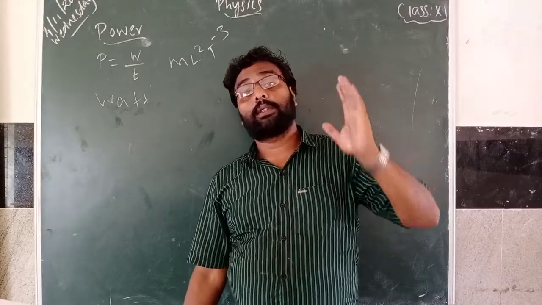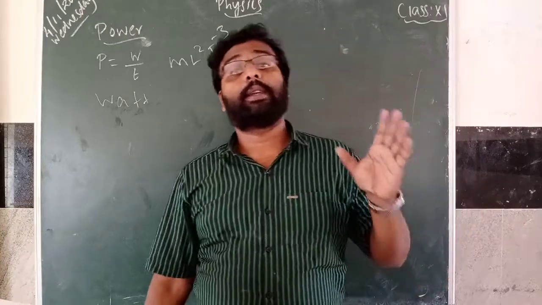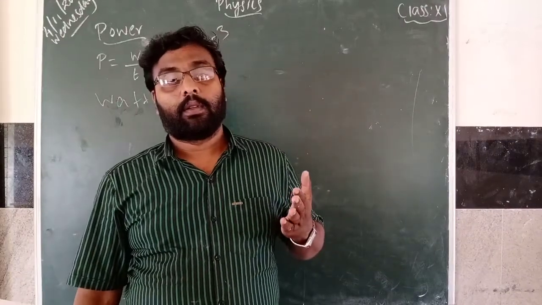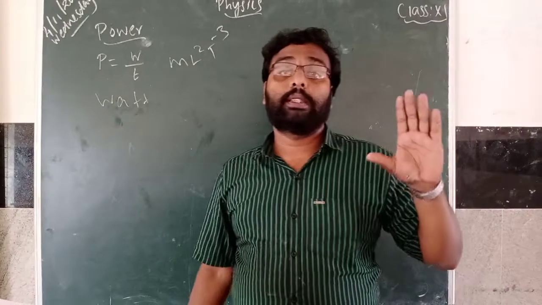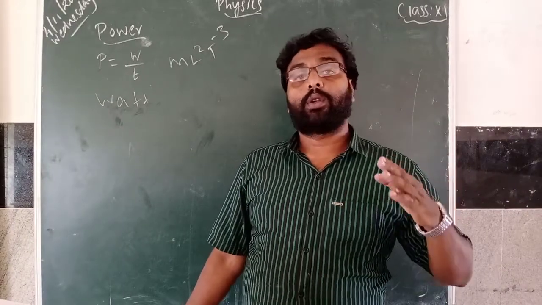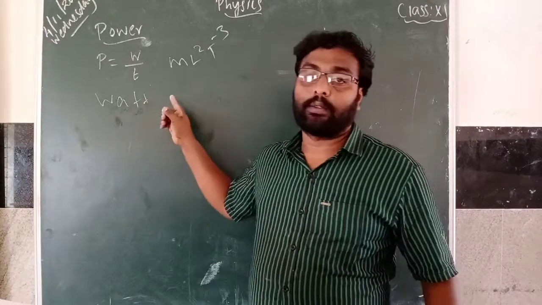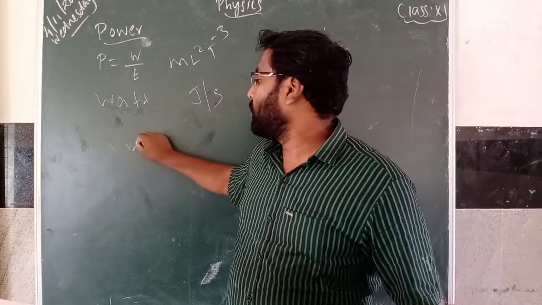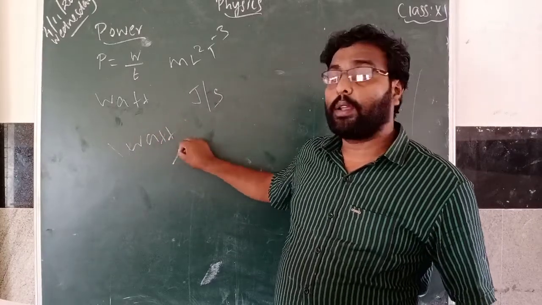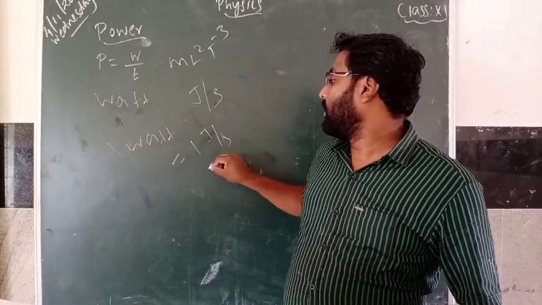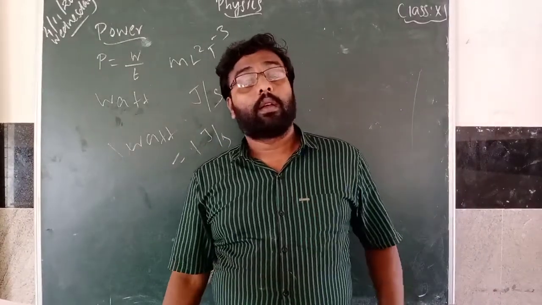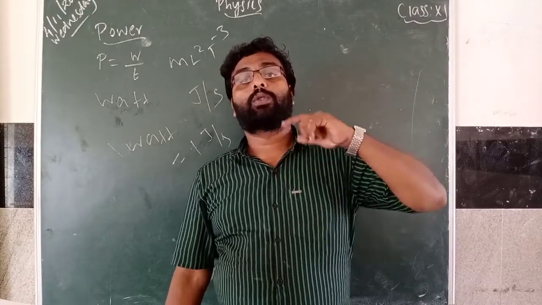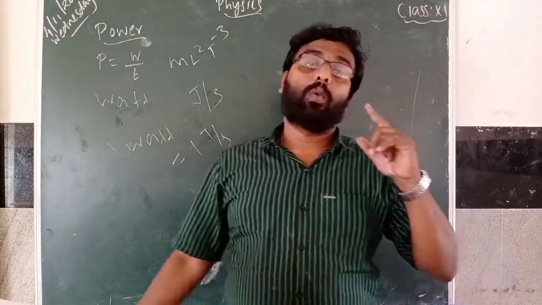Sir James Watt is the first person who invented the steam engine to complete work. So in honor of James Watt, the unit of power is given as watt, or you can use joule per second. So 1 watt you can define as 1 joule of work done in 1 second. That is what we call 1 watt.